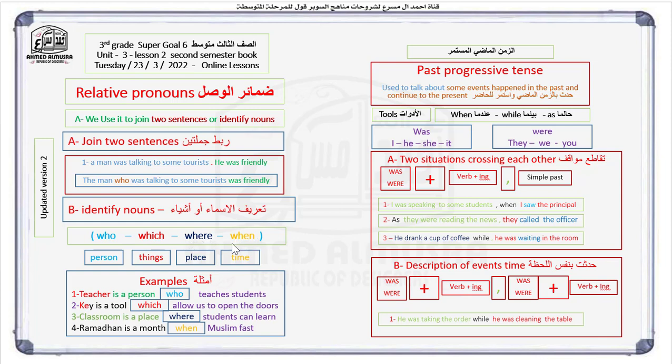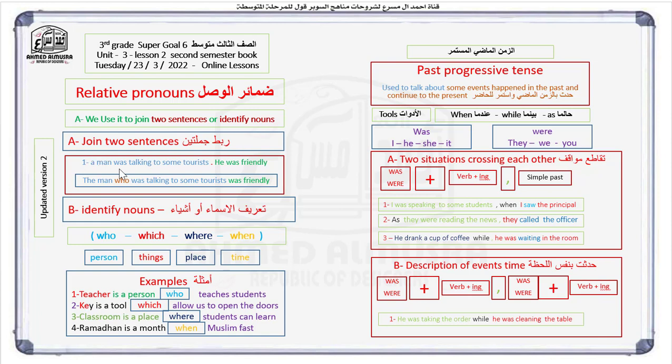Each one of them has a purpose. So, when is for the time, where for the place, which for the things, and or for the choices, there is no problem with that one. And who is for the person. So let's refer back to this one here. We use them to join two sentences or identify nouns.